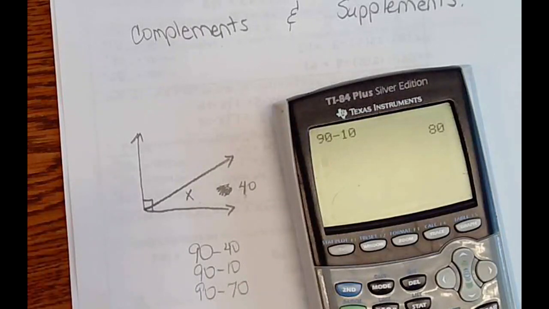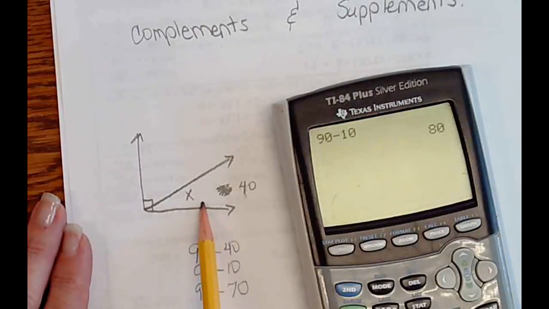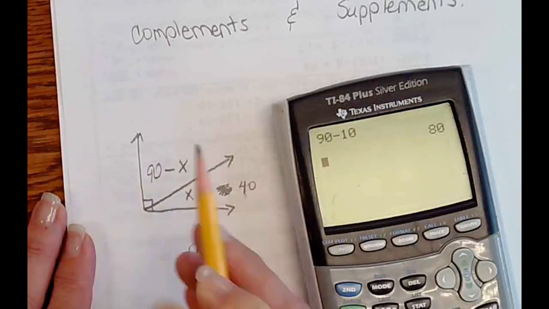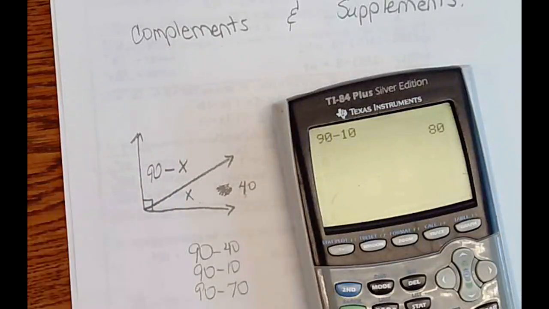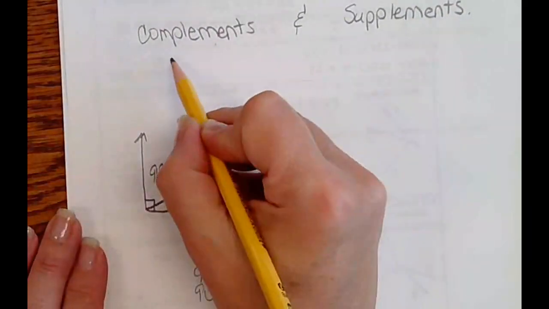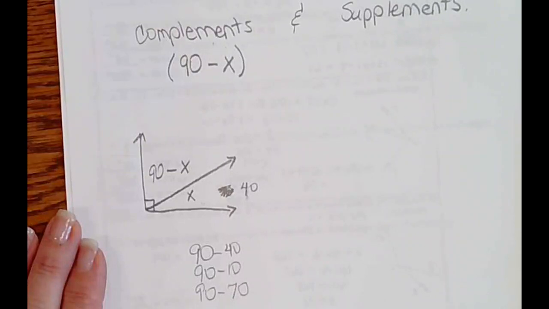So then what we want to do is say, okay, well, what about x? This would be any number at all. So what we would have to do for any number is 90 minus x. So what we want to remember is that the complement of a number is 90 minus x. And I'm putting it in parentheses because that whole expression, those two parts, is one number.